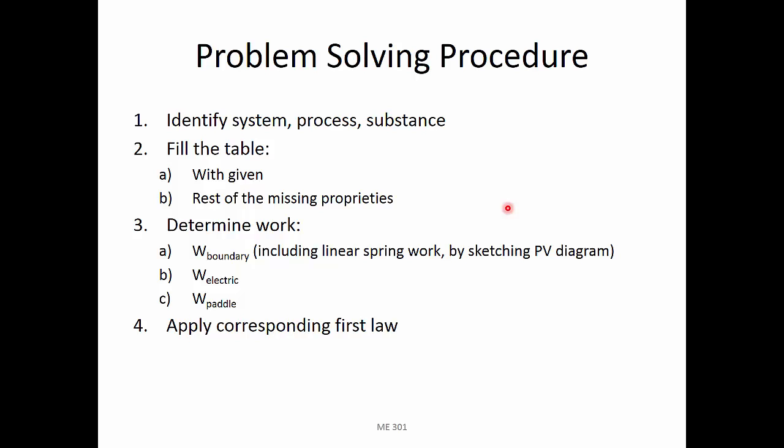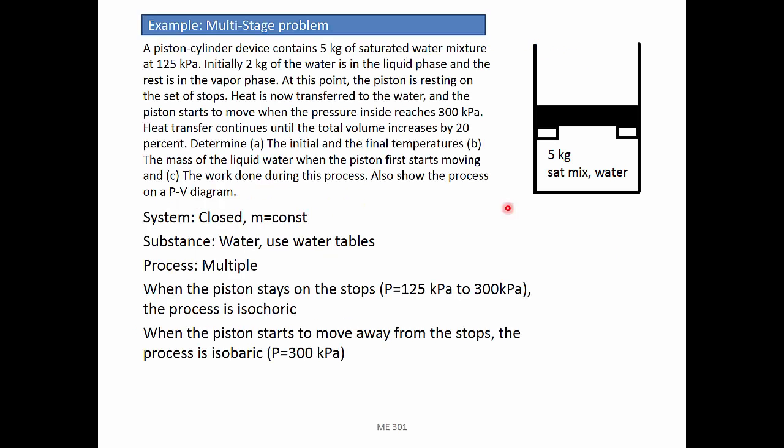We follow the same four-step process as identified in class. We want to identify the system, process, substance, fill the table, determine work, and apply the corresponding first law. Applying step 1: the system is closed, so mass remains constant. The problem identified the substance as water. The process involves multiple processes.